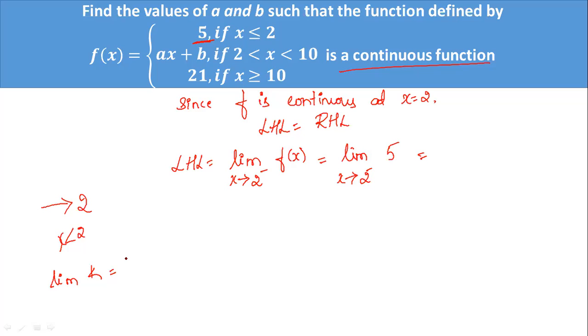What is the limit of a constant? The constant itself. Yes, good. So here the constant is 5. So my left hand limit as x tends to 2 is 5. Similarly, you find what is the right hand limit.